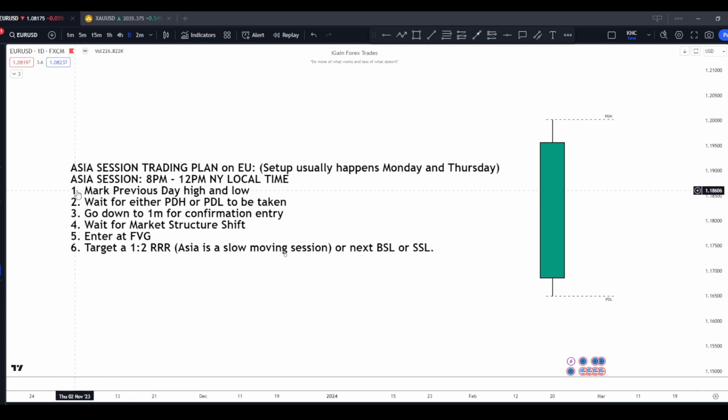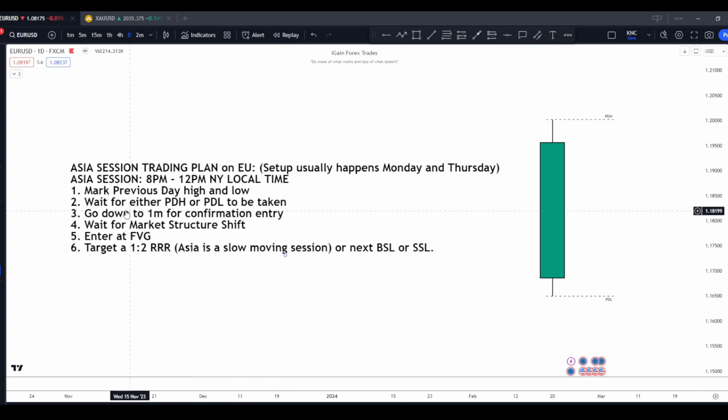So first, we mark our previous day high and low. So for example, this is our previous day candle. Okay, so we mark our previous day high and then our previous day low. Number two, we wait for either previous day high or previous day low to be taken.